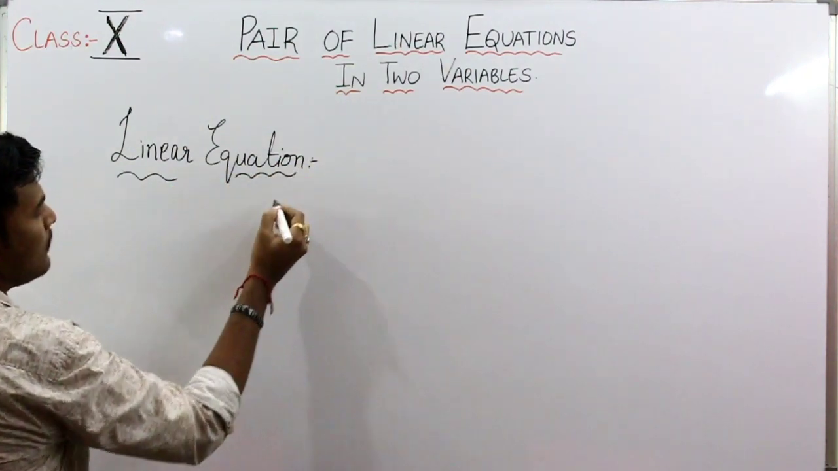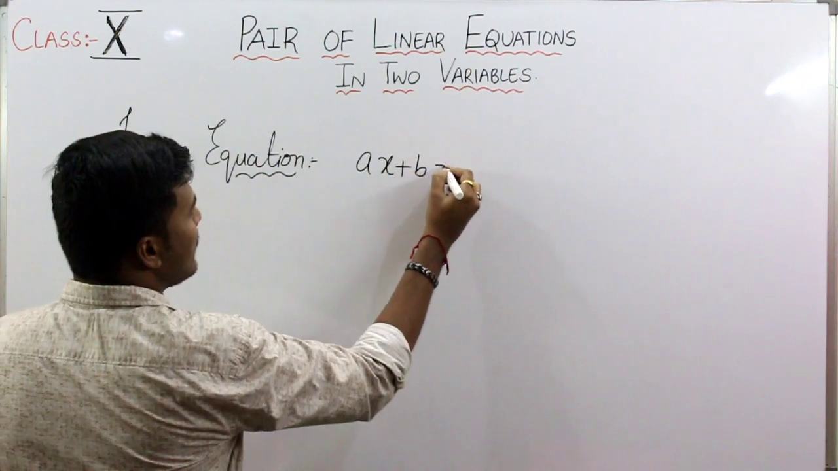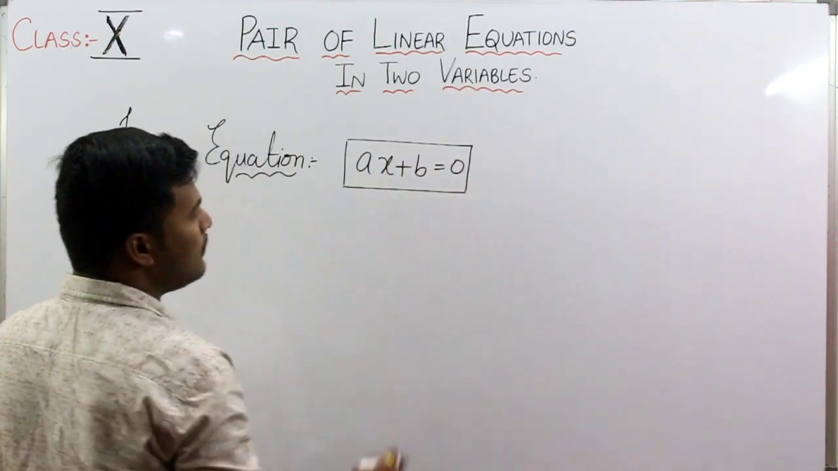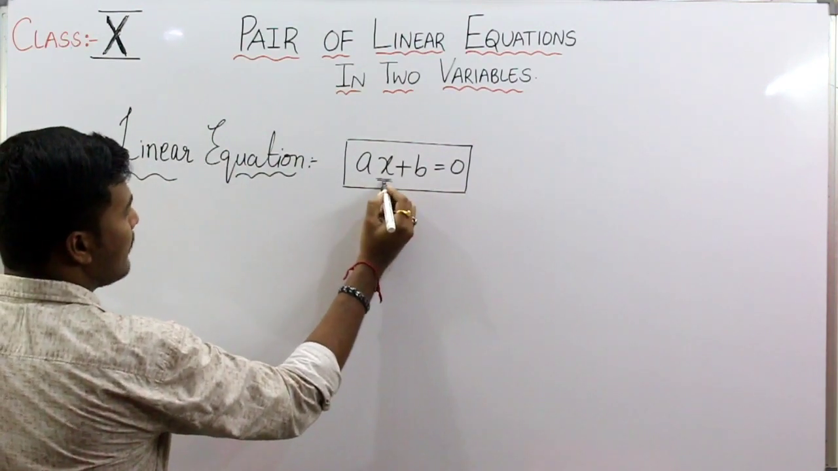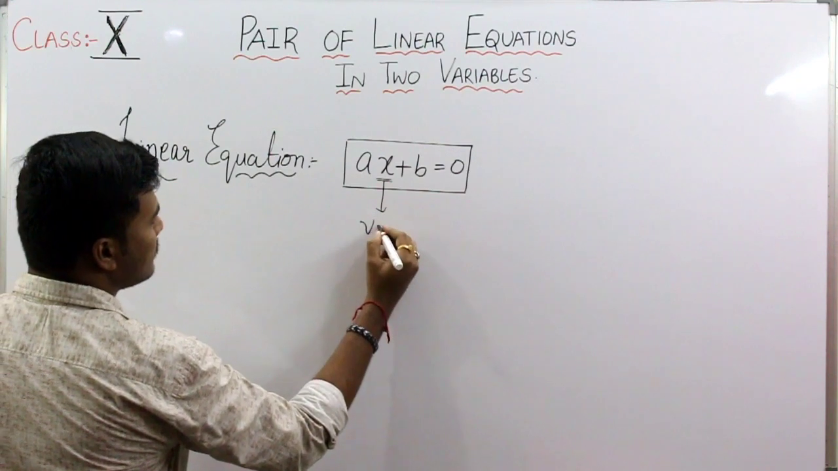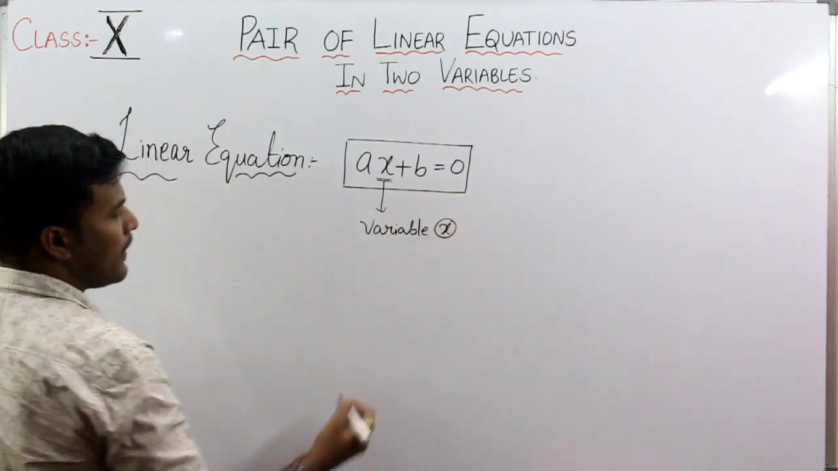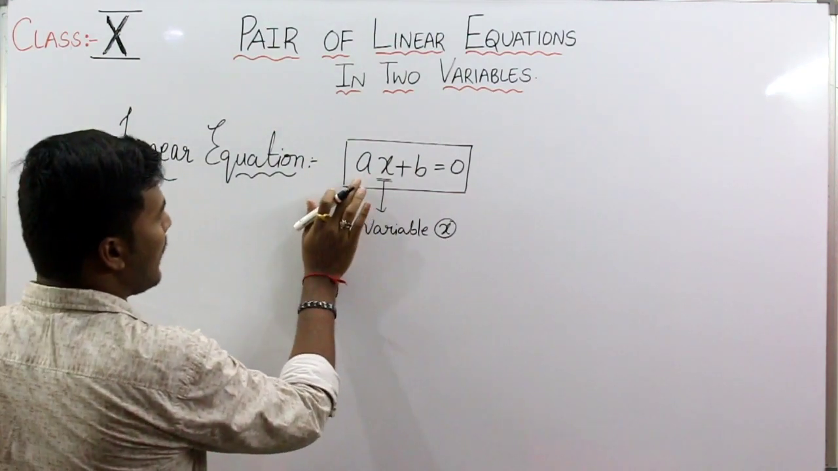An equation which is in the form of ax plus b equals 0 is called a linear equation, right? And what is the variable here? It is in one variable, that is x. So this is called a linear equation, which is of the form ax plus b equals 0.